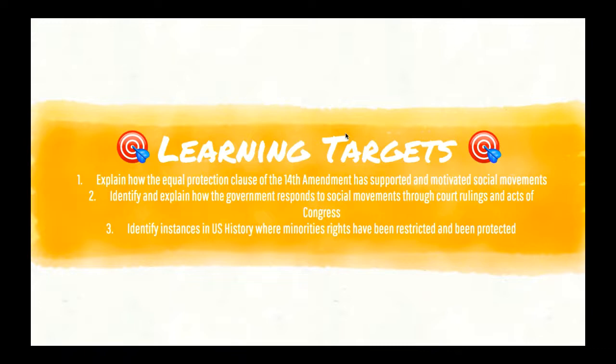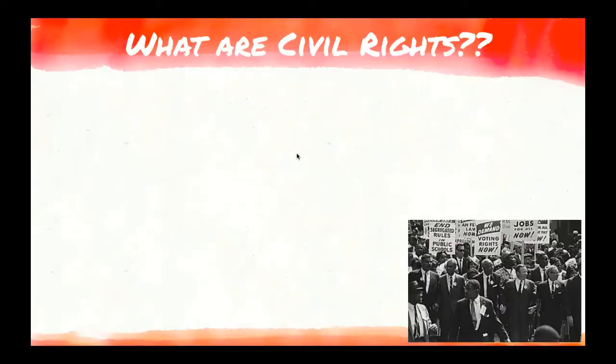So by the end of these notes, you have three goals. The first is to explain how the Equal Protection Clause of the 14th Amendment has supported and motivated social movements. Identify and explain how the government responds to social movements through court rulings and acts of Congress, and identify examples and instances in history where minority rights have been restricted and examples of where they have been protected over time.